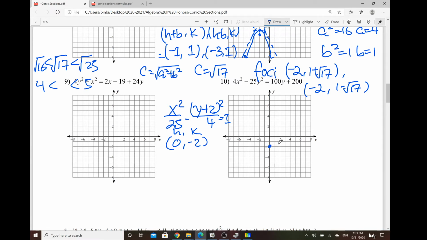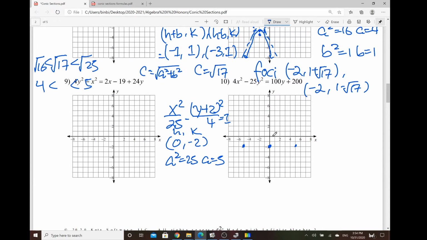And we do know that this one is a horizontal hyperbola. The reason is that x squared goes first. So we do know that a squared is 25, so that means a is 5. So count 5 units to the right, and then 5 units to the left to get those vertices.